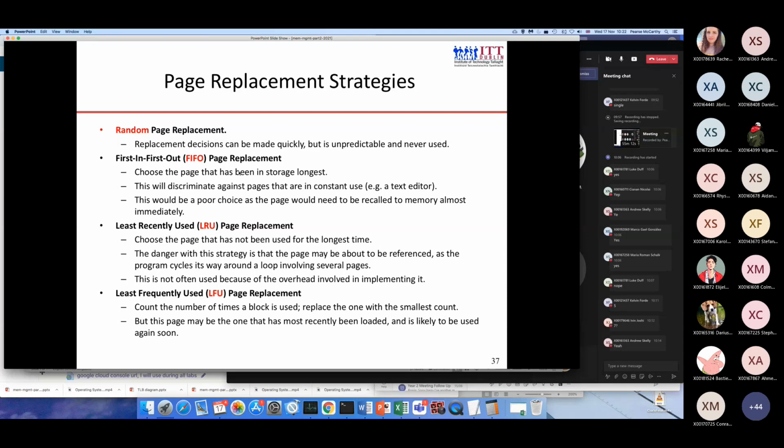Least frequently used: count the number of times a block has been used, and replace the one with the smallest count. So this page has been used 20 times in the last X milliseconds. This page has been used 4 times in the last X milliseconds. I'm going to hoof out the one that's only been used 4 times. Again, if you hoof out one with a small count that's only recently come in, it may be just about to be used again. So again, none of them are ideal. None of them are optimal, right? But they exist.